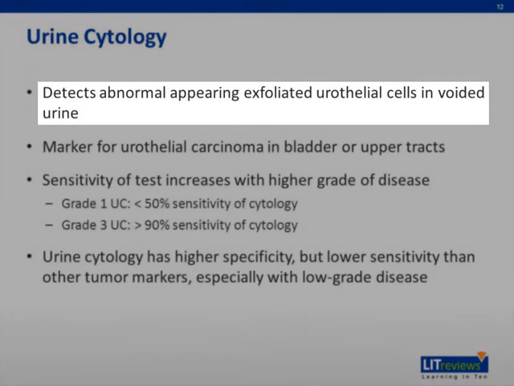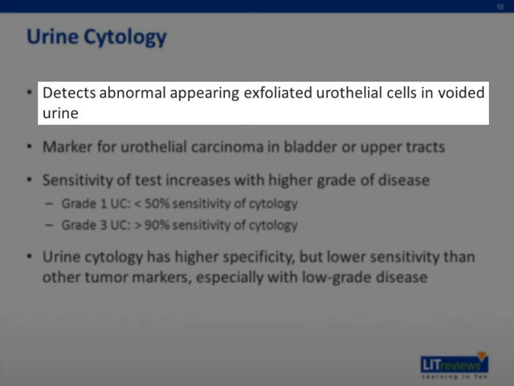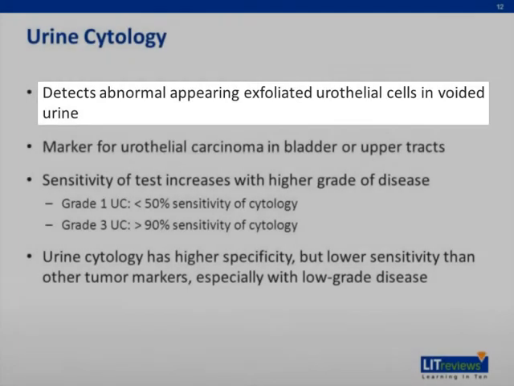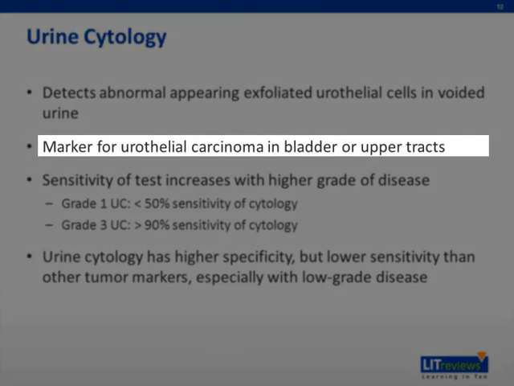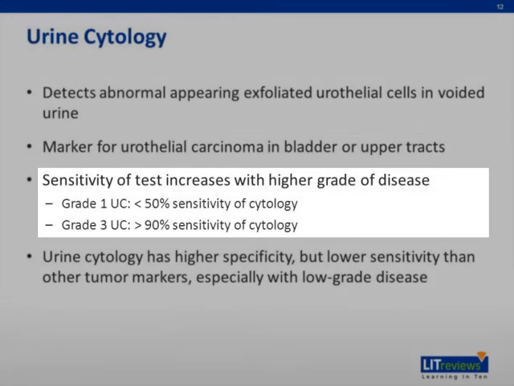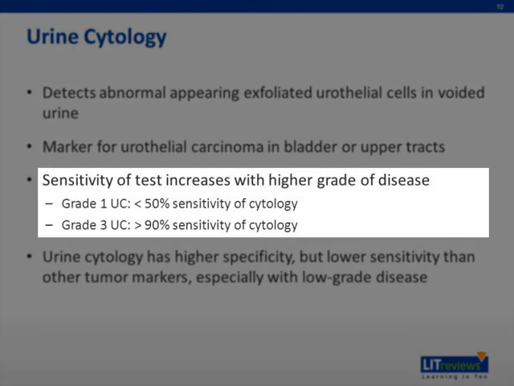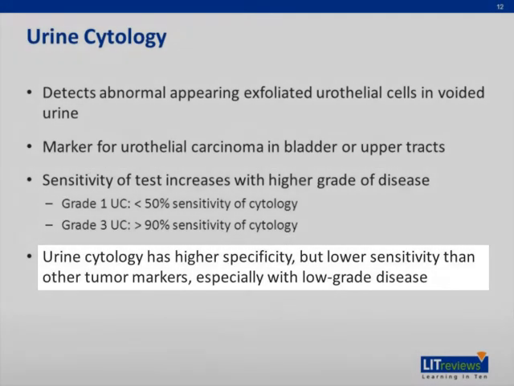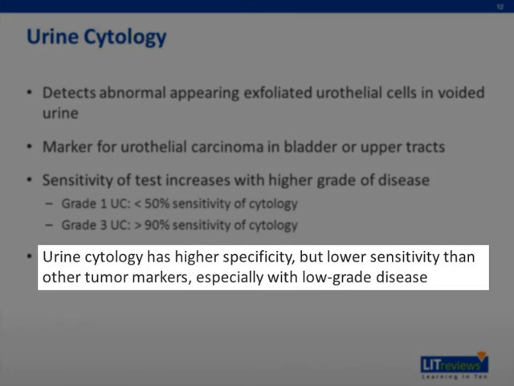Urine cytology detects abnormal exfoliated urothelial cells in voided urine. If cells are malignant or atypical appearing, then further cystoscopy and upper tract imaging is recommended to determine if a tumor is present in the bladder, ureter, or renal pelvis. The sensitivity of this test increases with higher grade of disease. Urine cytology has higher specificity but lower sensitivity than other urothelial tumor markers, especially with low-grade tumors. Despite this, it is still considered an integral part of the urologic workup.